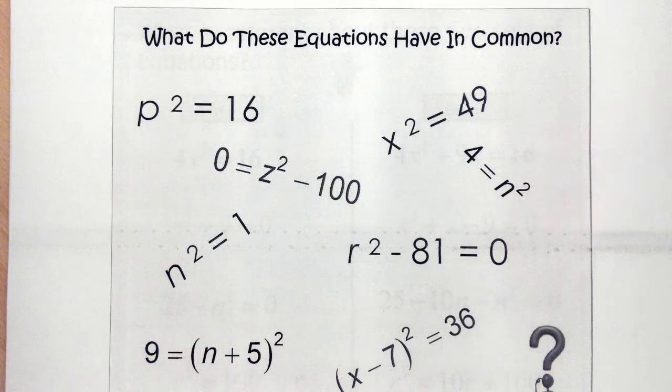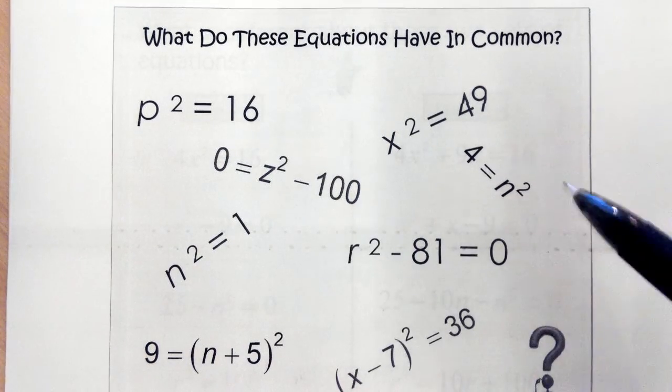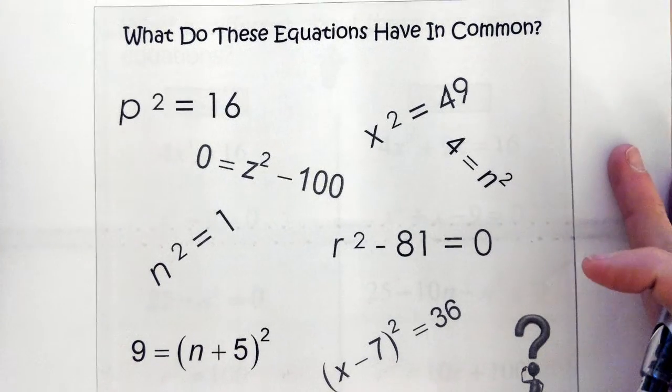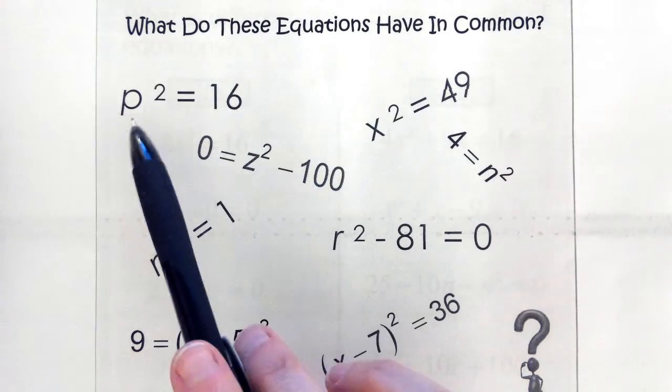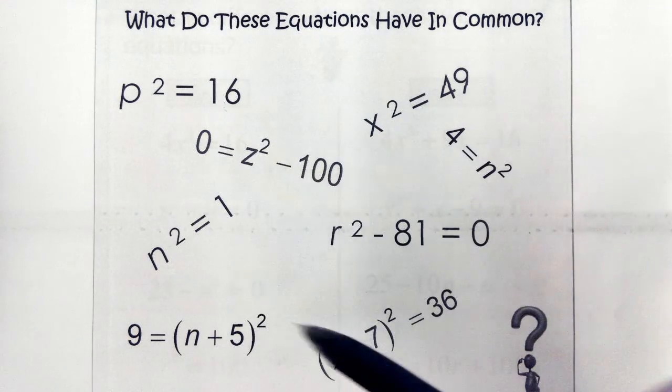Okay, today we're going to talk about the square root method of solving quadratic functions. And we're going to start by looking at these functions here. What do you see that they all have in common? A squared. They've got a squared, they've got a, and what are these numbers? What do all these numbers, what are they?